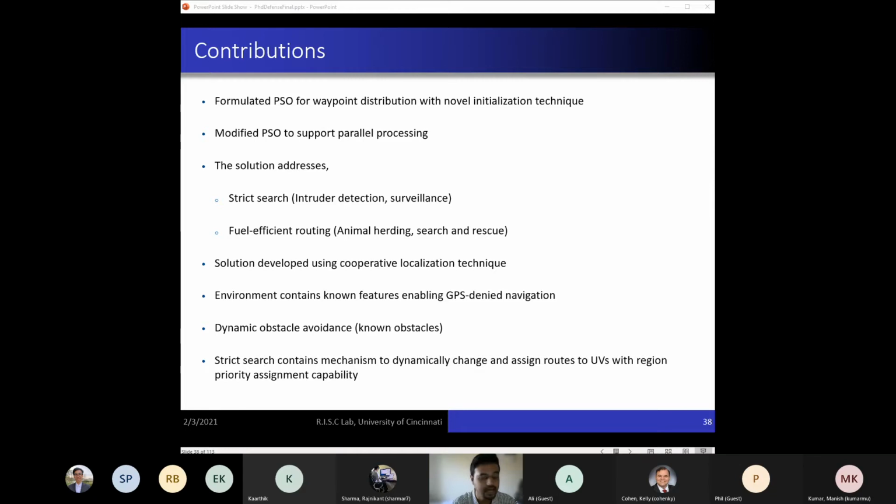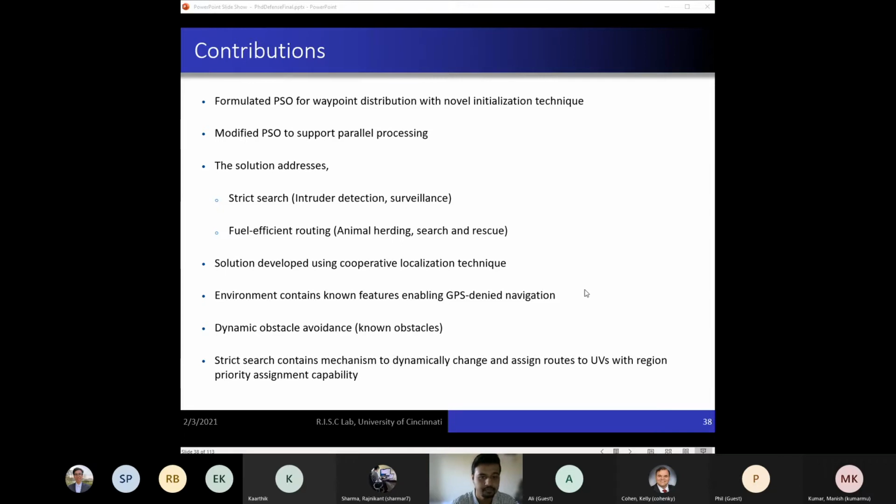The solution architecture enabled cooperative localization, as the agents can share information among each other. The environment contained local features to support GPS-denied navigation. We also have a provision to switch from one method of assignment to the other on the go if it is at all required. Moreover, the strict search method also had an added mechanism to dynamically assign routes to the individual UAVs while they are navigating. This provides an increased degree of unpredictability so that the potential intruder cannot perform a stop and go maneuver to beat the system.